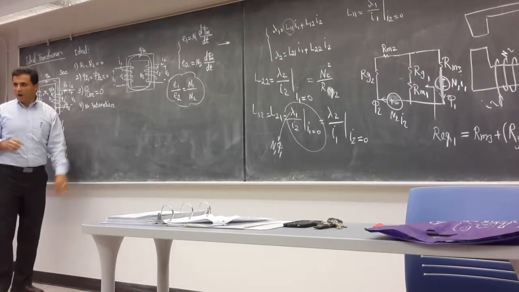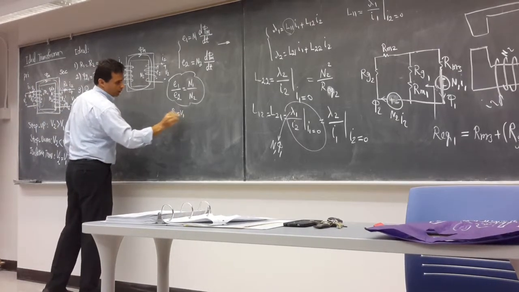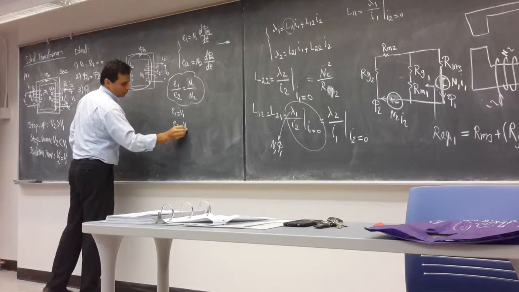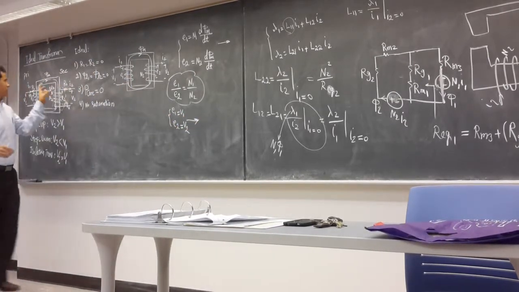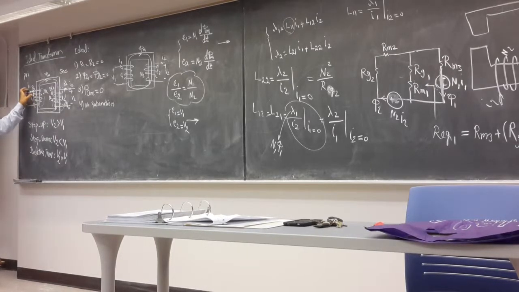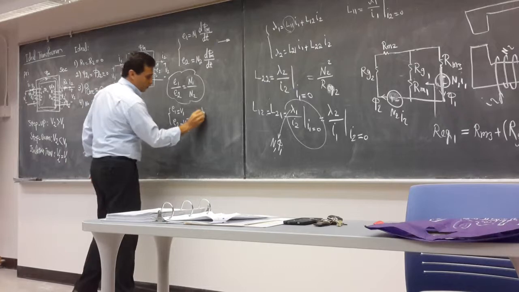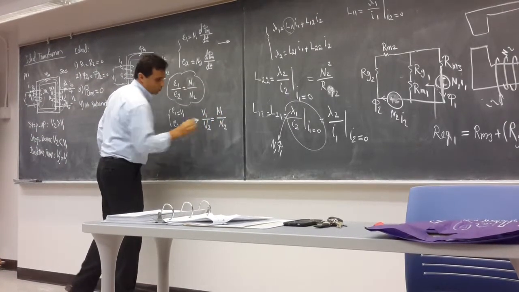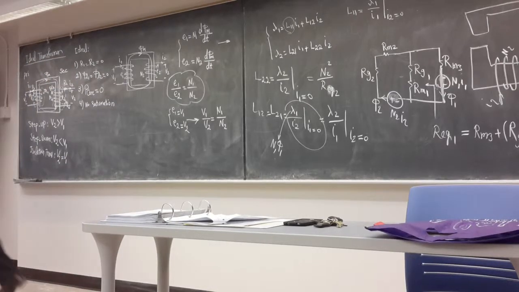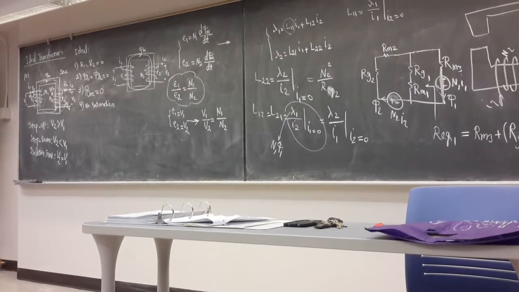But because it's ideal, E1 is equal to V1 and E2 is equal to V2, right? There is no voltage drop here. There is no voltage drop here, right? So it's going to be V1 over V2 is equal to N1 over N2, right? This is a voltage equation. This is how you can step up or step down the voltage.